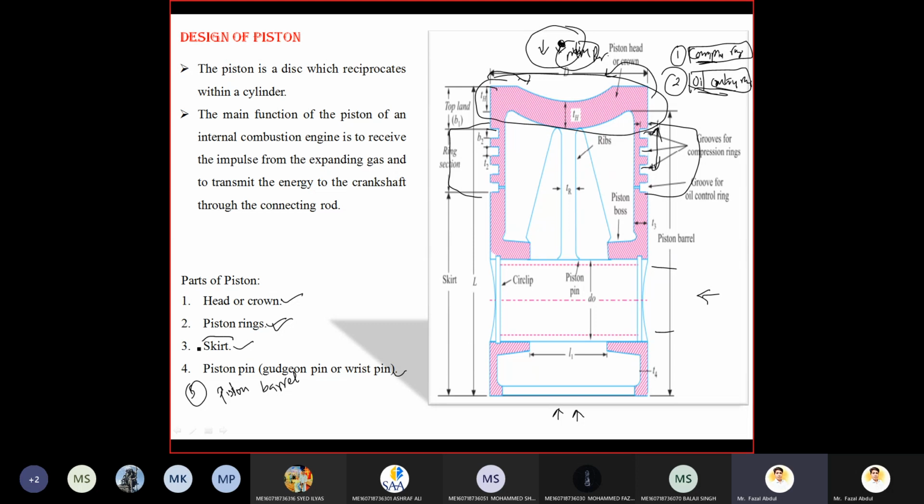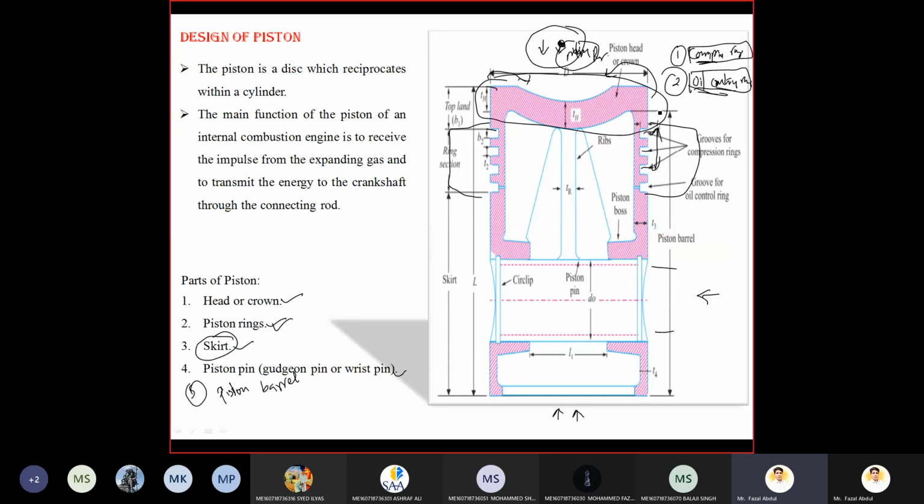Now the piston skirt. Sorry, I forgot the piston skirt. It acts as a bearing for the side thrust of the connecting rod, because the connecting rod is always in an oscillatory motion. So there will be a side thrust on the piston. To avoid the side thrust, the skirt is going to give support to the piston. It is acting like a bearing.